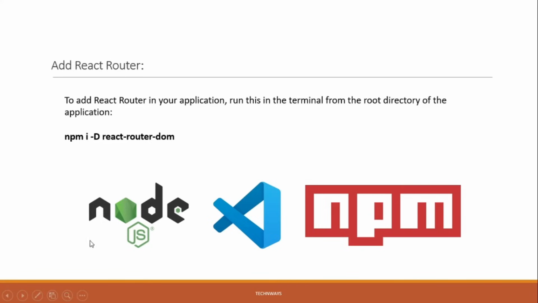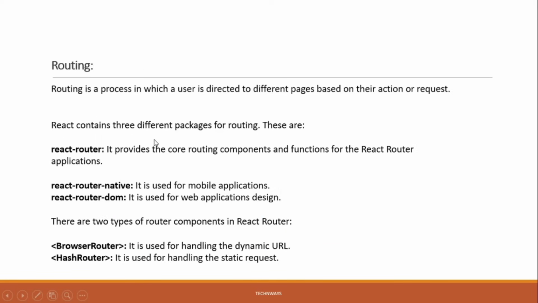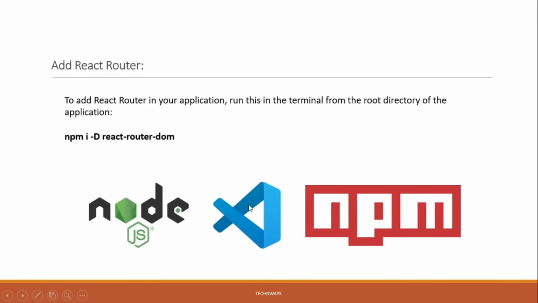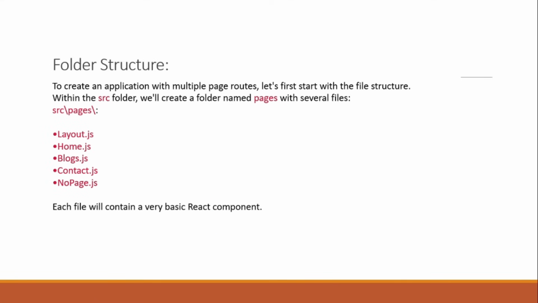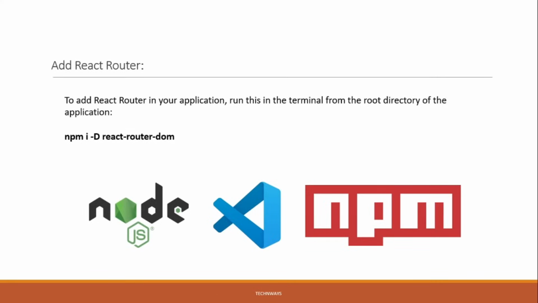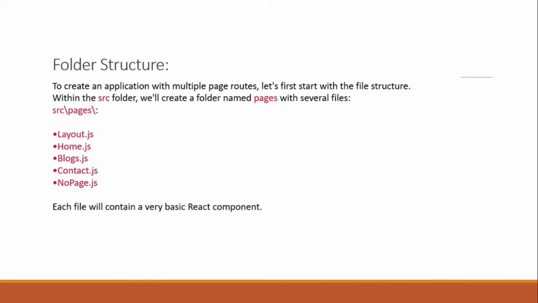So for adding the router in our application, we are going to use React Router DOM that we already saw here. This is React Router DOM and React Router Native. Native is for mobile and DOM is for the web application. So for routing, we will use this particular package. We will be adding it soon in our application. And in the folder structure, we will be creating some new pages in our application, so that we can show the proper routing for each page.